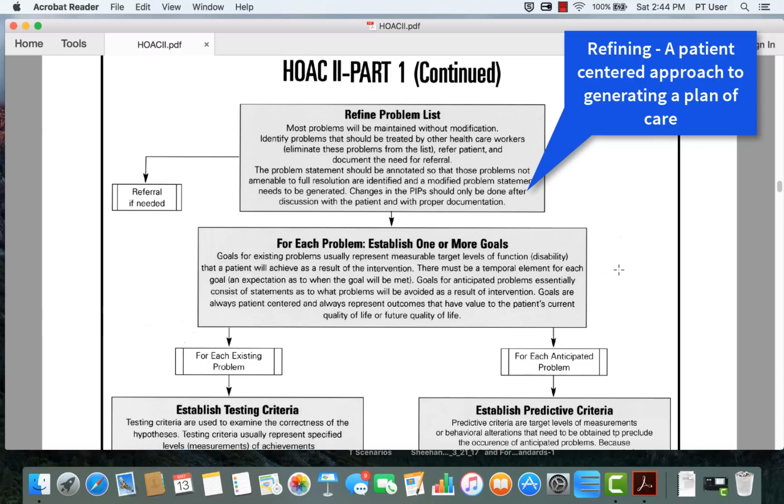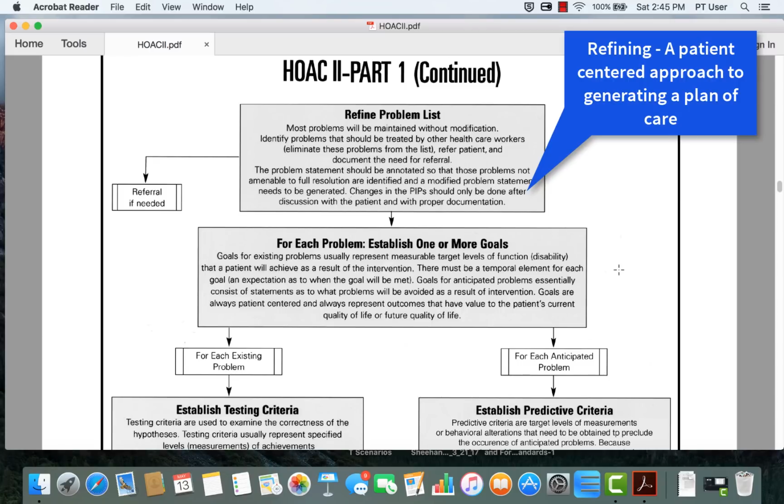What we need to do is to be successful is we need to prioritize. We need to refine the list. Now, what's most important about this box, and you see a lot of text in there, and I'll point out that last sentence.